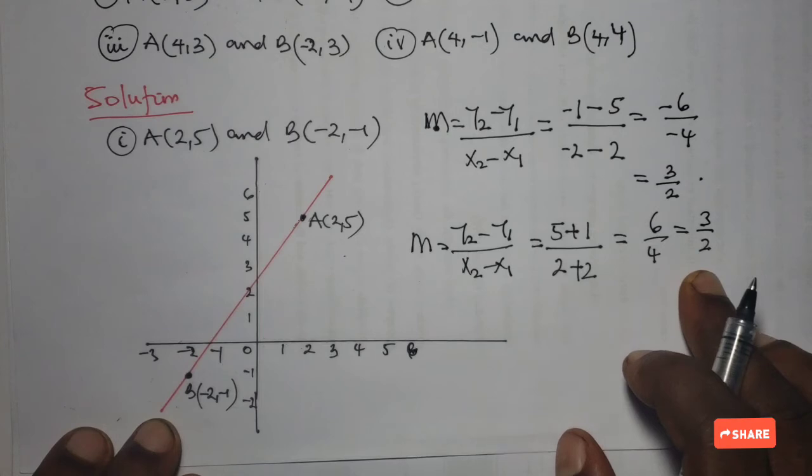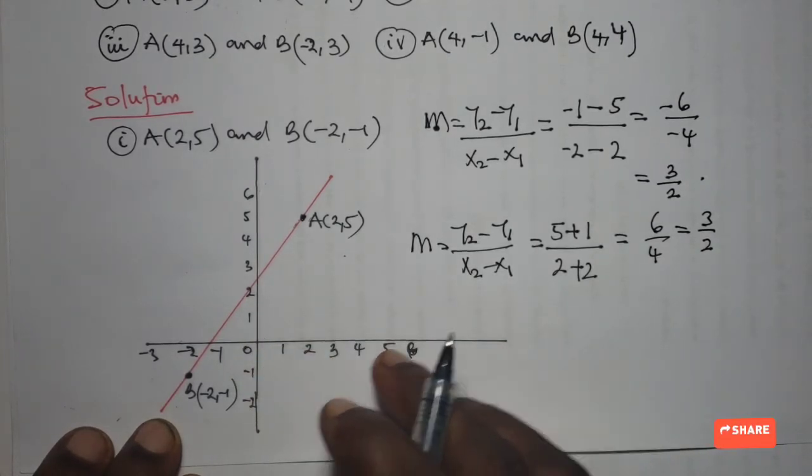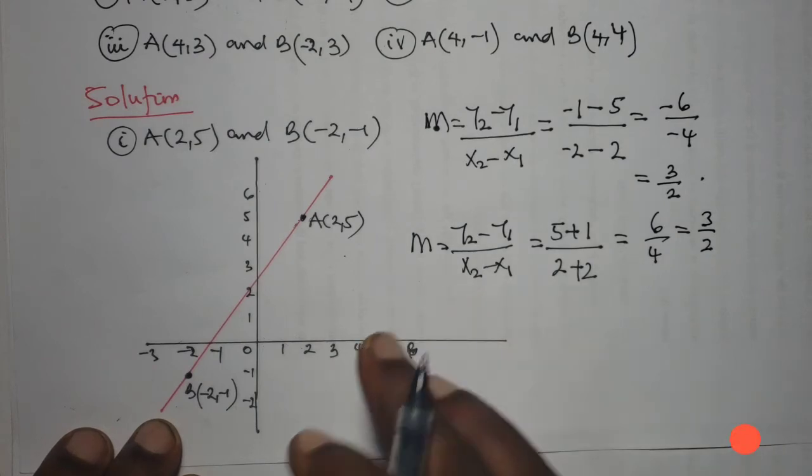We have just demonstrated here that the choice of X1, Y1 and X2, Y2 in finding the slope of a straight line is immaterial.